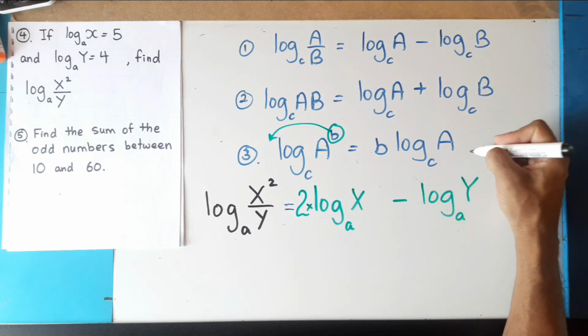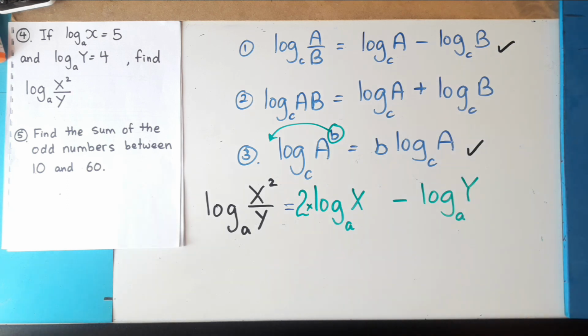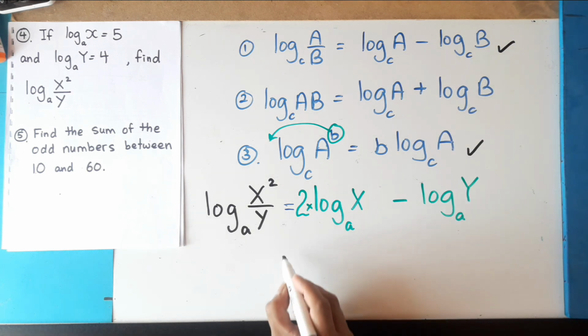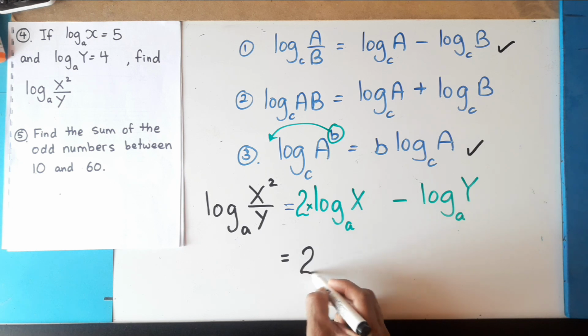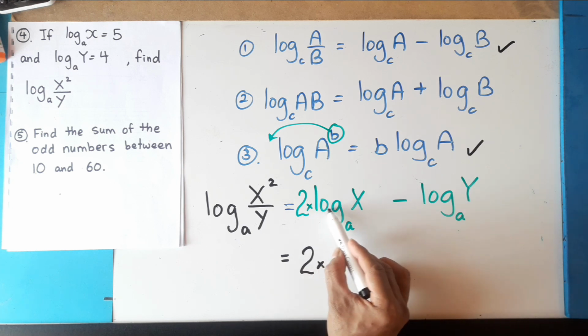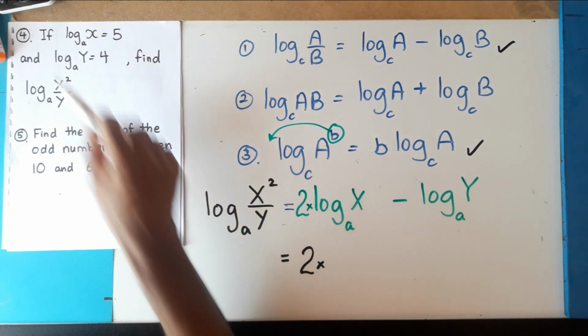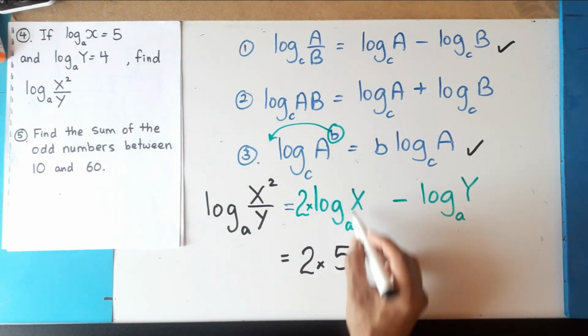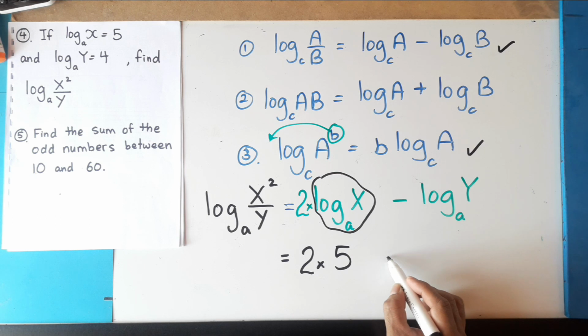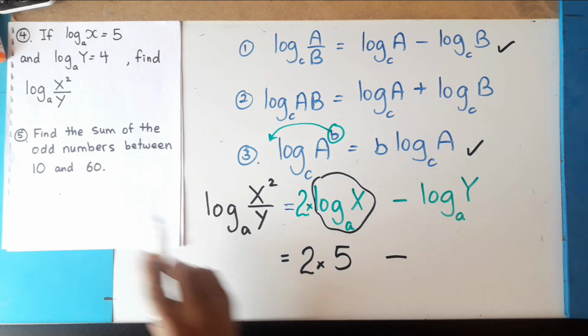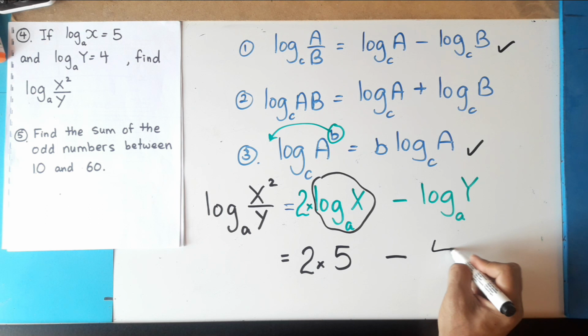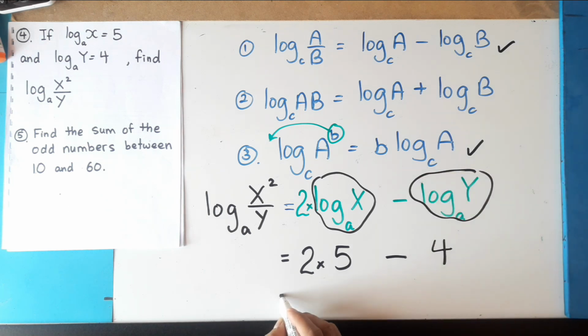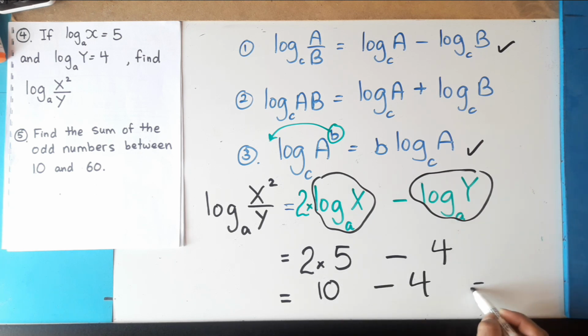So it seems that we only use 3 and 1. Well, I guess I wasted space in 2. We didn't need it after all. So let's finish out this question. Here we have a 2 multiply. Wherever you see log a x, you can replace it with 5. So this whole thing is replaced with 5 minus log a y, and log a y is equal to 4. So we can replace it with 4. We're almost done, believe it or not. 2 by 5 is 10 minus 4. The answer is 6. Super easy.